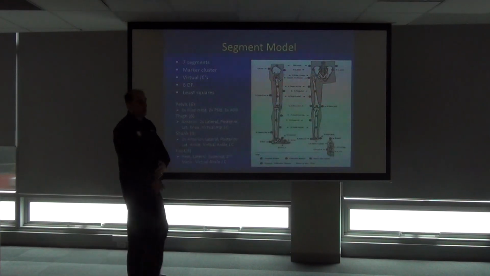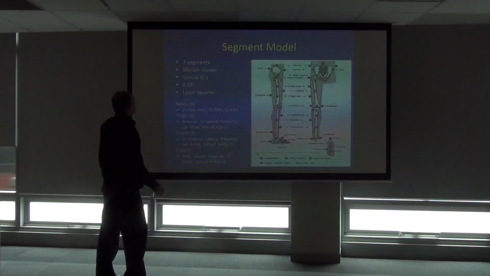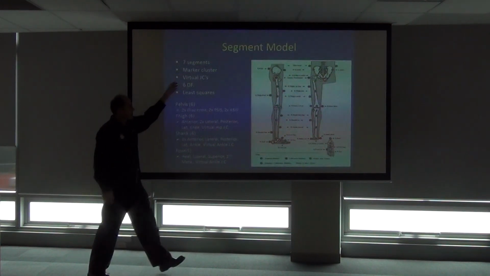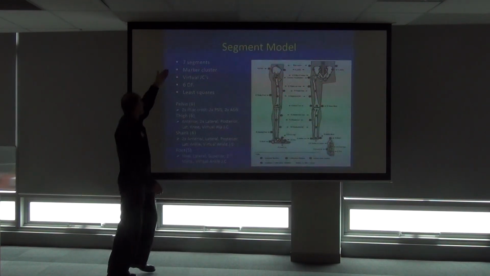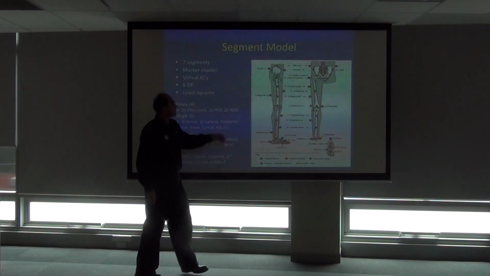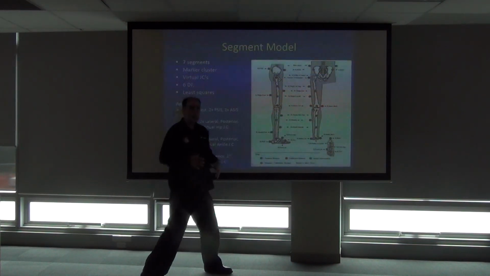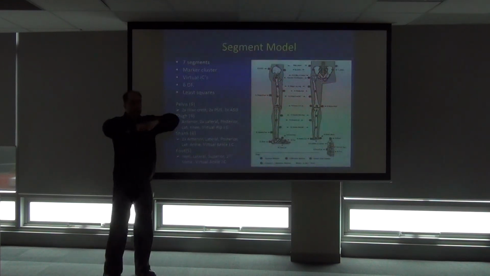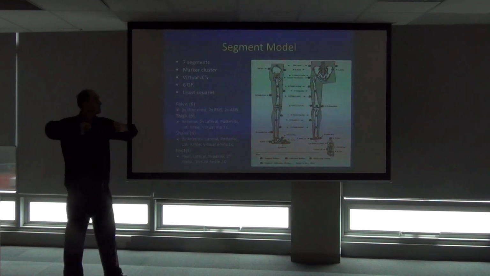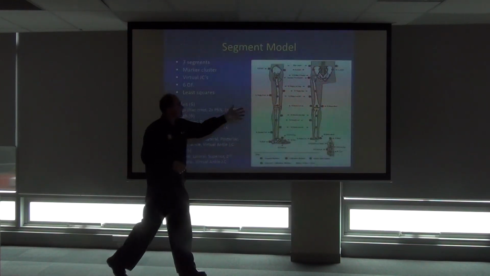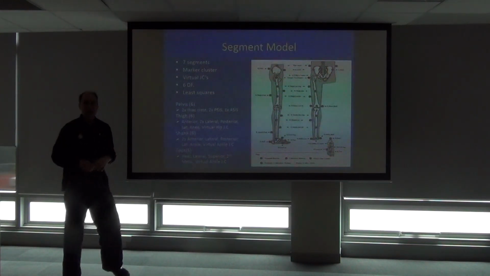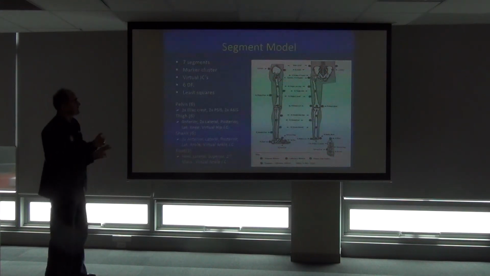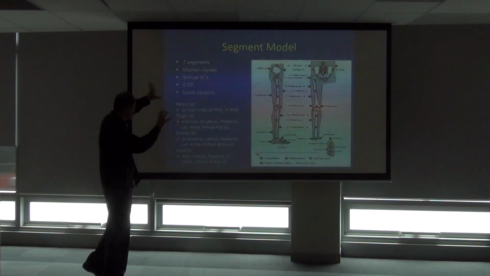The segment model, I'm not going to go into it in any great detail. These pretty well describe it. 7-segment marker cluster design, virtual joint centres. There's virtual joint centre hip, knee and ankle, which are included in the clusters. 6 degree of freedom, so each joint is allowed to move, and a least squares approach. That pretty well sums up in a few words the design. So 7-segment marker cluster, virtual joint centres, 6 degree of freedom, least squares.